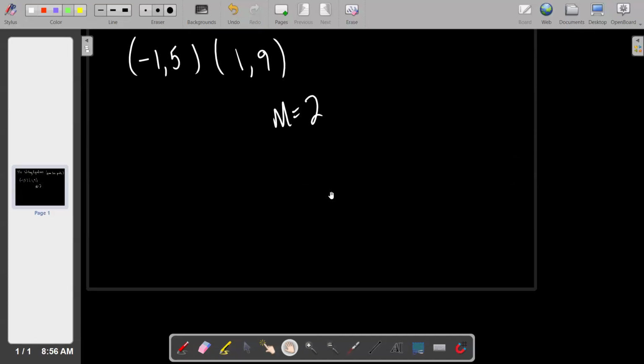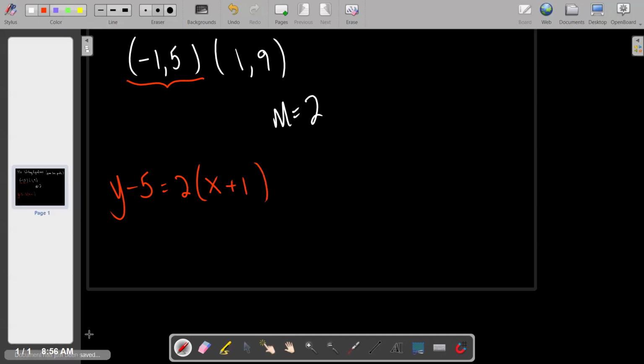It does not matter. Good answer. Correct. And so, Aubrey might say, I like this point better. And then her equation that she writes for her answer today is simple. y minus 5 equals 2 times x plus 1. Right? That's fine. That's her freedom of choice.